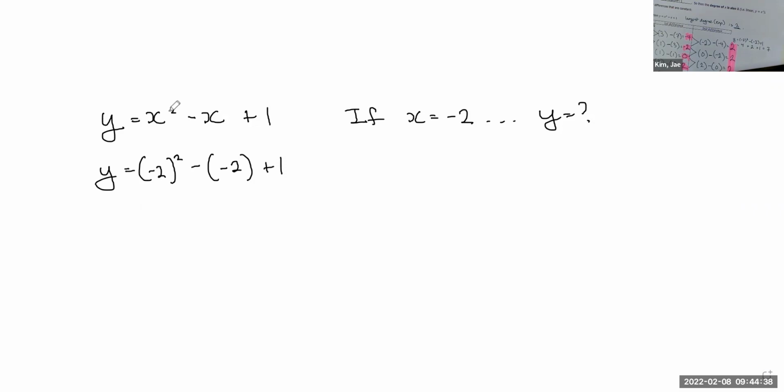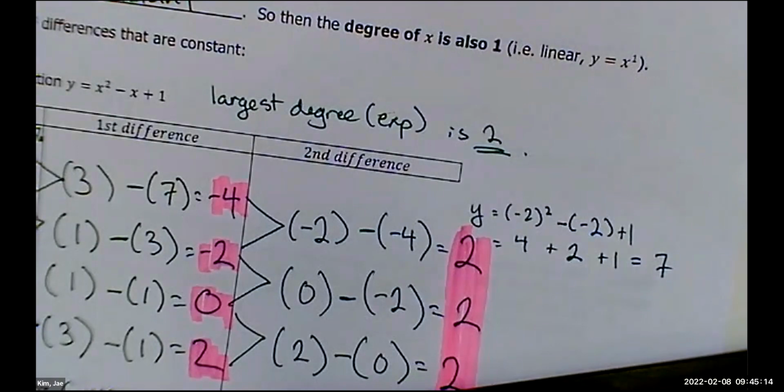Do you see how the square is here, the subtraction is here, and the +1 is still here? So every time I saw an x, I replaced it with a -2, and all that's left is to solve it. -2 times -2 is a +4. Minus -2, it's like -1 times -2. This is going to be +2. Here we go. Moving on.